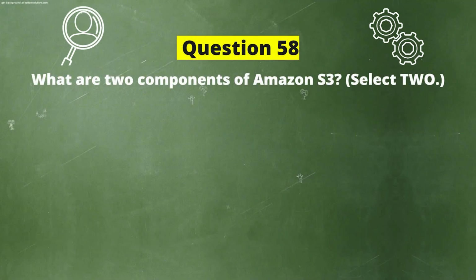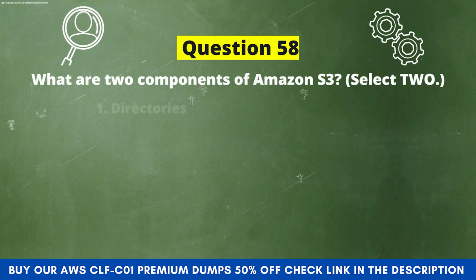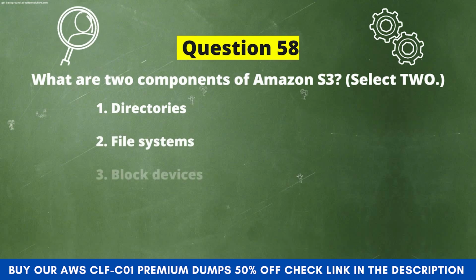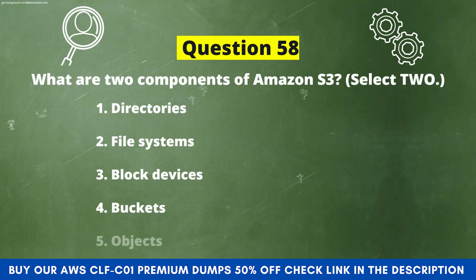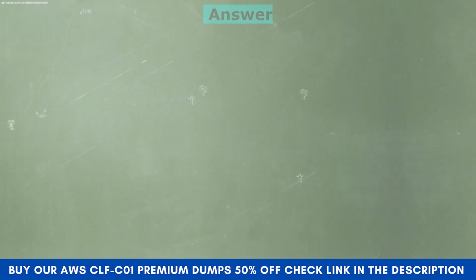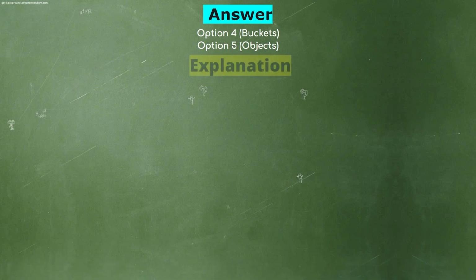Question 58. What are two components of Amazon S3? Select two options. Now the options are: Option 1, directories. Option 2, file systems. Option 3, block devices. Option 4, buckets. Option 5, objects. And the correct answer is option 4, buckets, and option 5, objects.